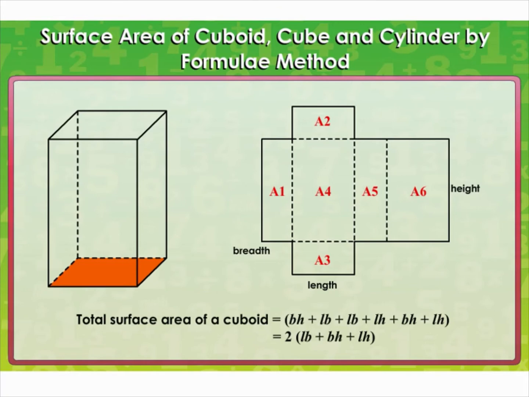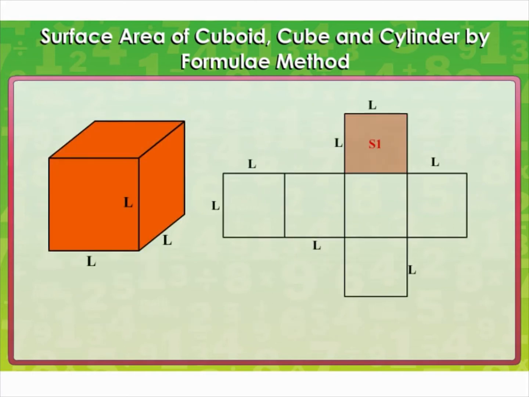Therefore, the total surface area of the cuboid is equal to A1 plus A2 plus A3 plus A4 plus A5 plus A6, which is equal to LB plus BH plus LH plus LB plus BH plus LH. Hence, the total surface area of the cuboid is equal to 2 into (LB plus BH plus LH).